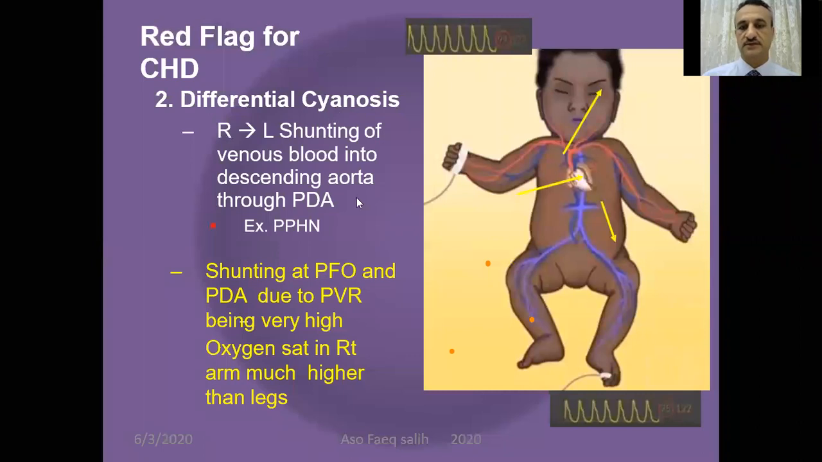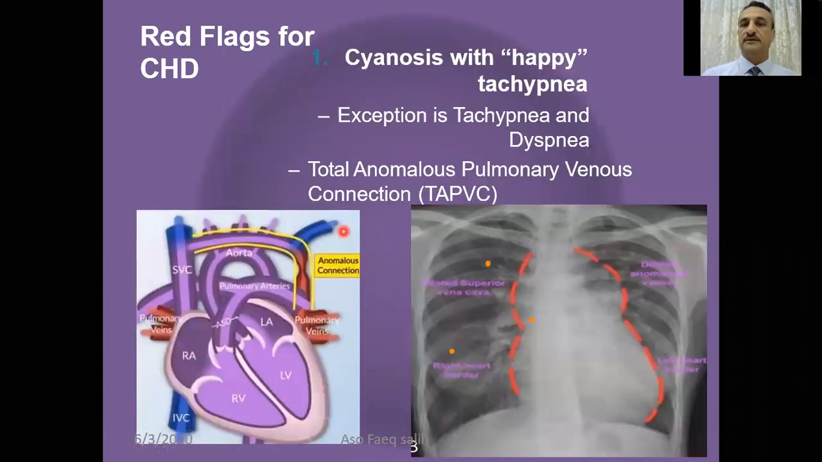So I should go back. When my patient is happily tachypneic, I mean there is no dyspnea, but tachypnea only, my patient may have total anomalous pulmonary venous return. As I told you, all the veins go to the right side of the heart, and the X-ray looks like a snowman. So here is a bulb, and here is a bulb. It looks like a snowman. That's a finding associated with total anomalous pulmonary venous return.